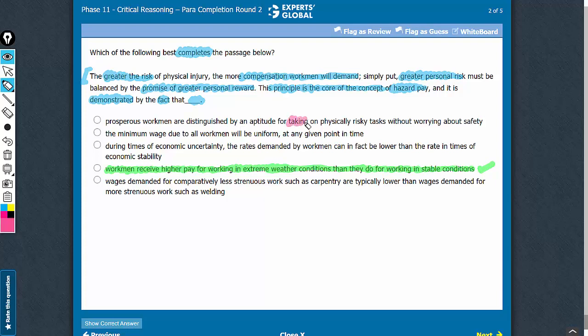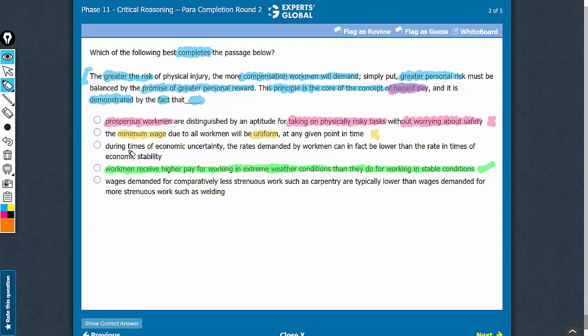Answer choice A talks about taking on physically risky tasks without worrying about safety. So, although such workmen are prosperous, the idea of taking on physically risky tasks without worrying about safety is not in sync with the concept of hazard pay. Hazard pay says greater risk, greater reward. Answer choice B talks about minimum wage being uniform throughout. So this doesn't talk about risk or reward. This cannot lead to a convincing completion of the paragraph.